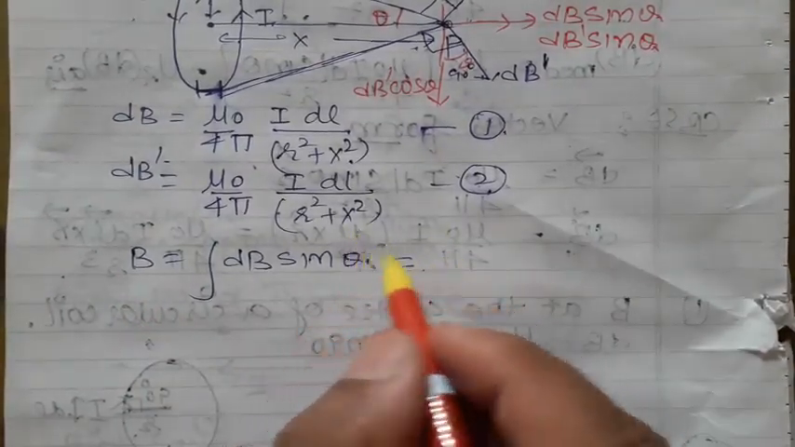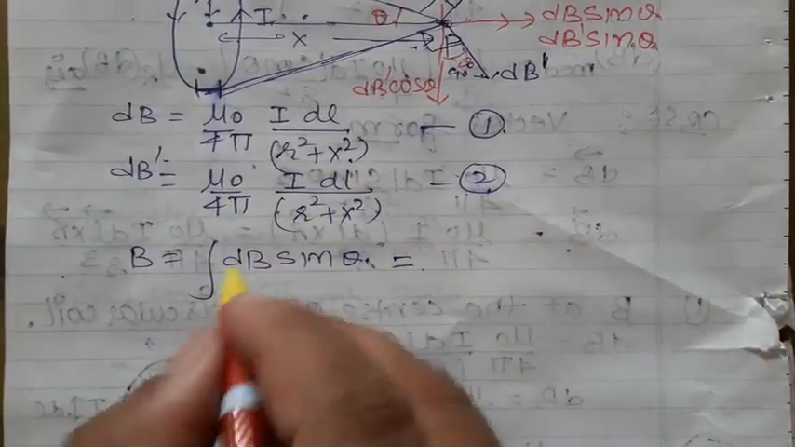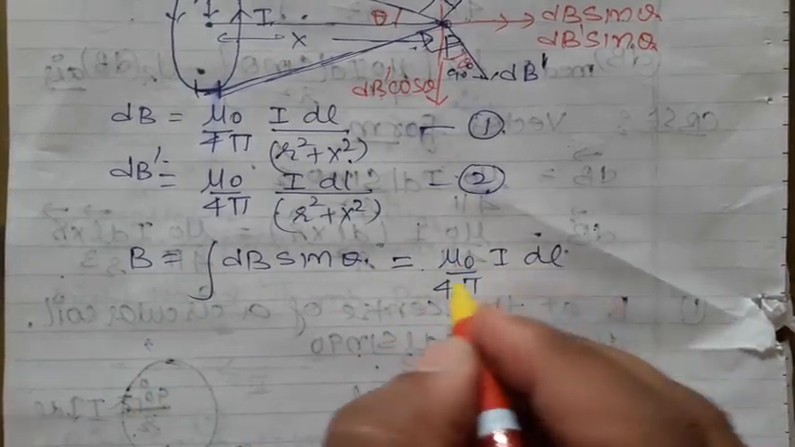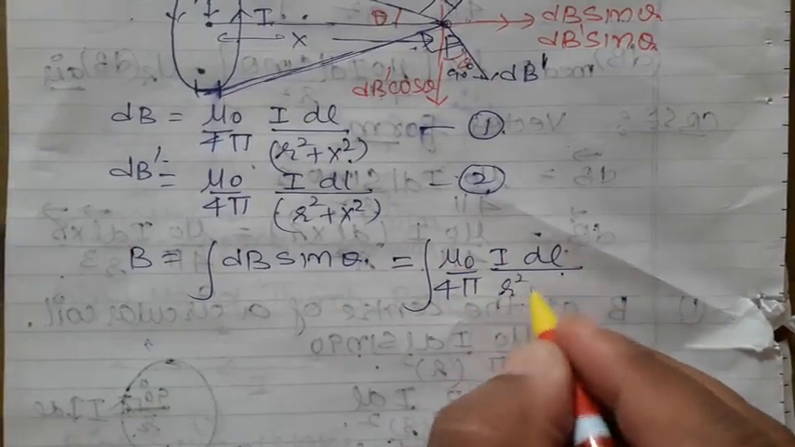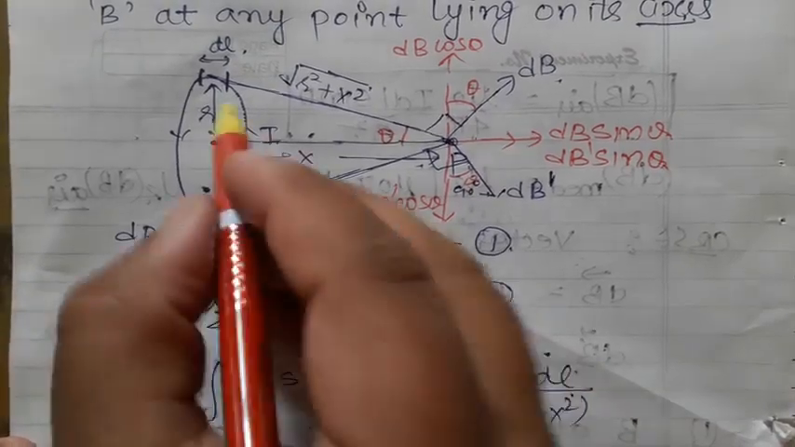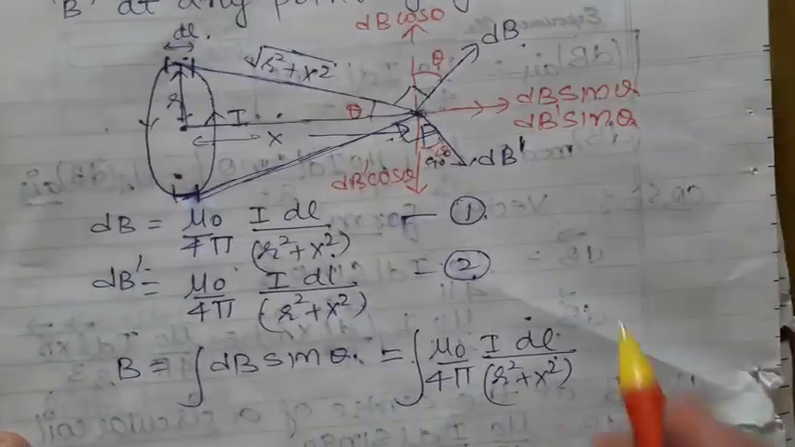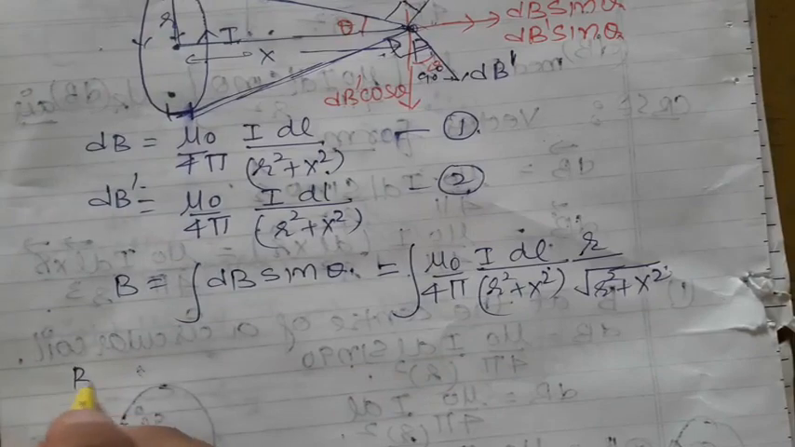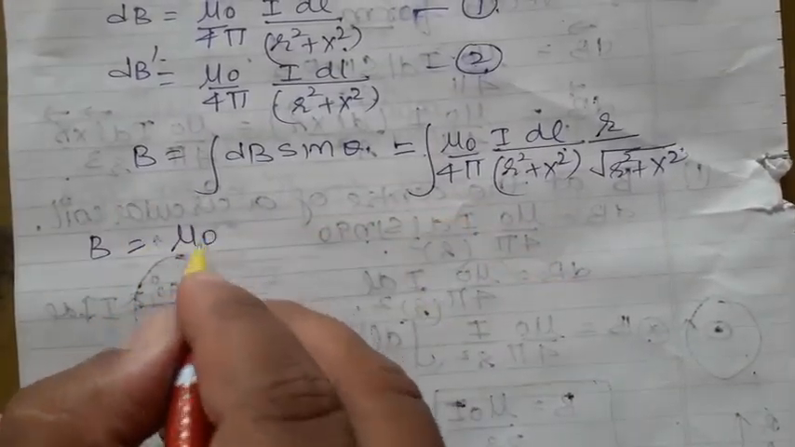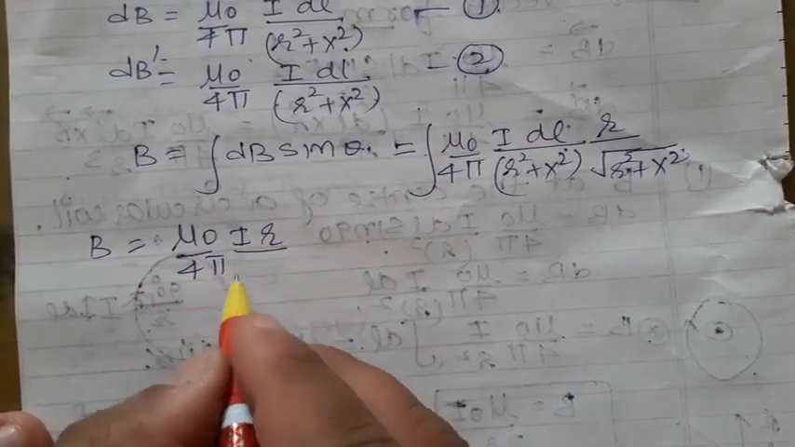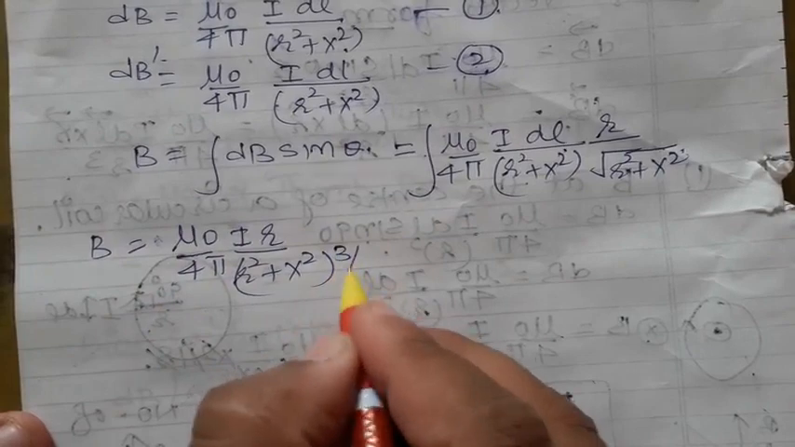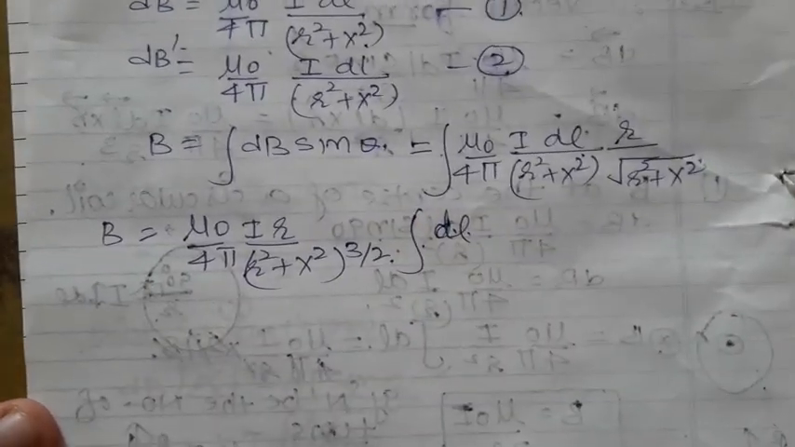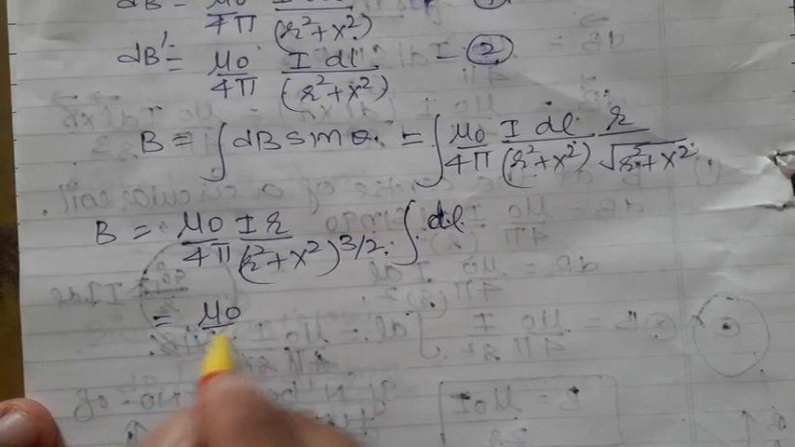So dB sine theta, but you know that the magnitude of both are equal, so it is integral of this. Let us put the value of dB. It is mu naught by 4 pi I dl integral sine theta over r square plus x square. Now in this triangle, what is sine theta? It is perpendicular by hypotenuse, so it will be r upon under root r square plus x square. So total magnetic field will be, हाँ जी बच्चे, take mu naught by 4 pi outside, I outside, r outside, inside you get (r square plus x square) to the power 3/2, integral of dl, integral of dl. Again what will be the integral of dl?